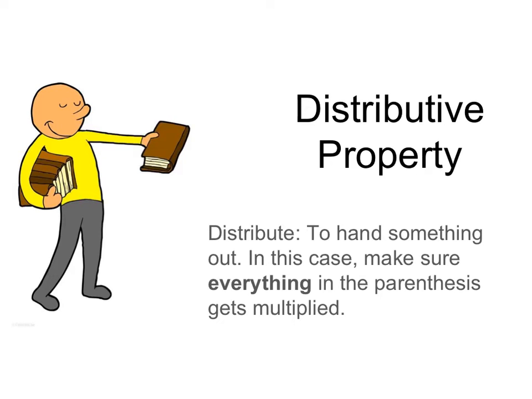In this video, we are going to learn how to apply the distributive property. So we know that to distribute means to hand something out. So in this case, we're handing out multiplication. We're going to make sure everything in the parentheses gets multiplied when you have something being multiplied by a sum. So for example, if you had 3 times n plus 5, you would need to make sure that both the n and the 5 get multiplied.